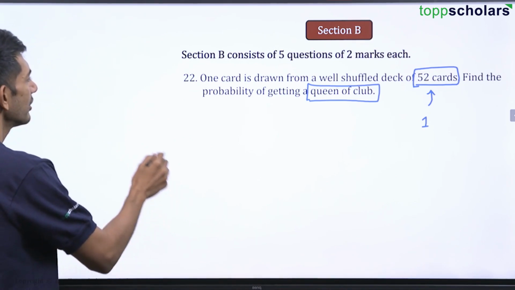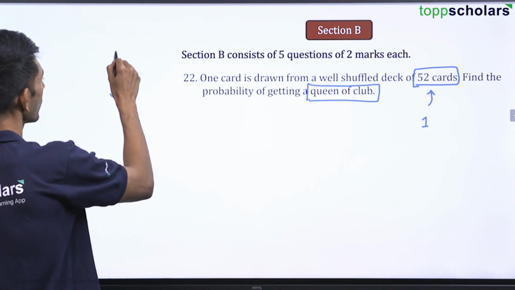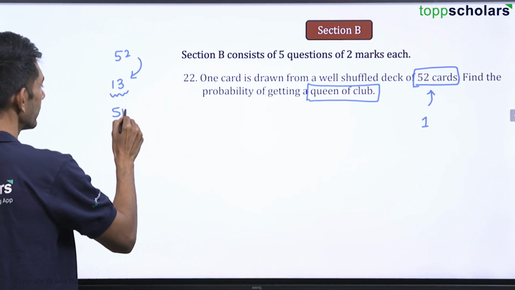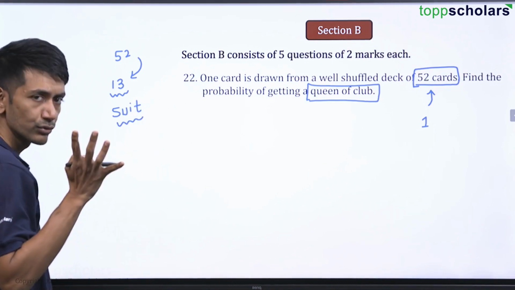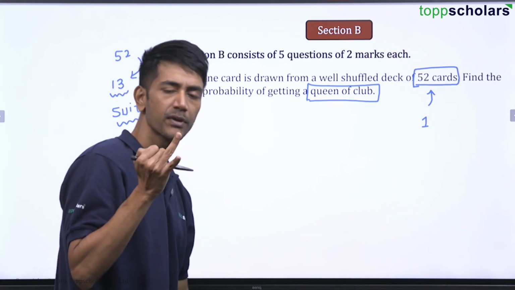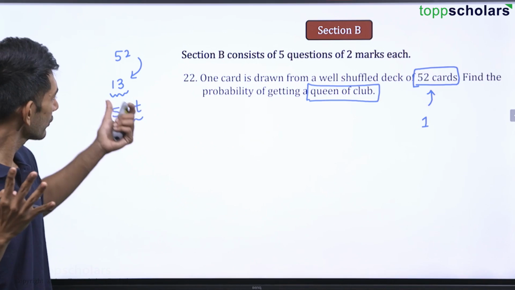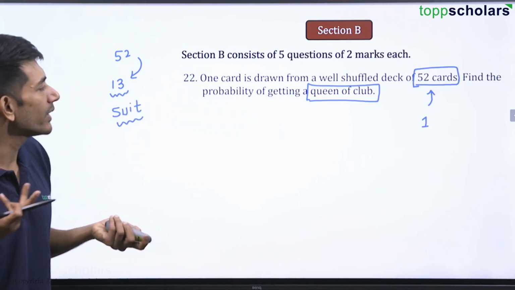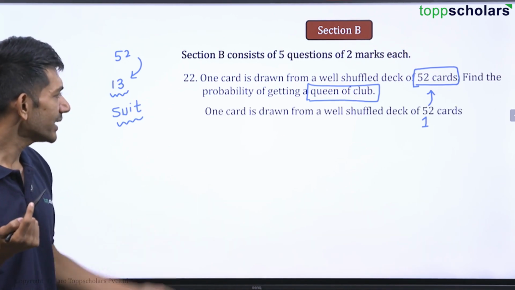Okay. So club, there are 13 cards in a club. Total cards 52. Obviously, that is one of the suit, right? There are 4 suits. 4 suits are spade, heart, diamond, club. So one of the suit is club. From that club 13 cards, how many queens are there? There is only one queen of club, right? So you know the answer.